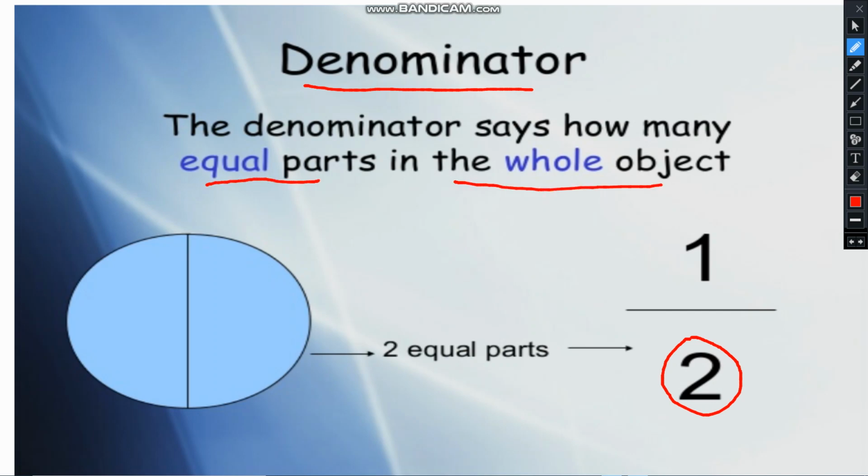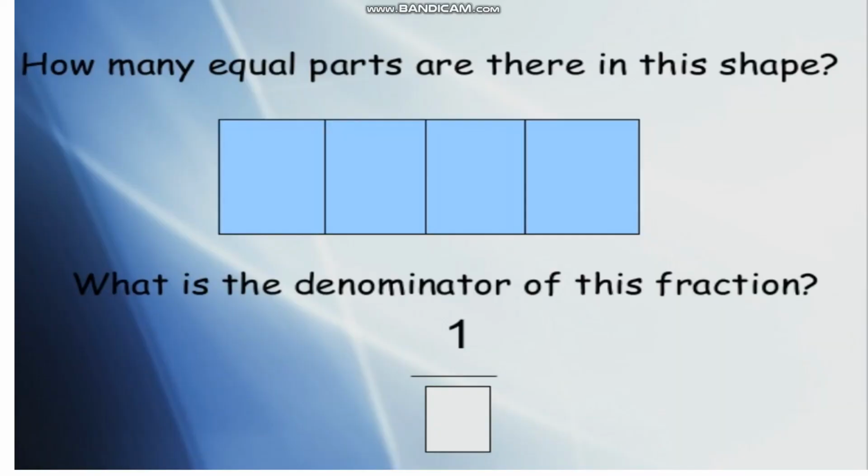That means suppose this circle is the whole object. How many parts are there in total? So we are having 2 parts, 1 and 2. So the denominator represents that the whole thing has completely how many parts. So it has got 2 equal parts. So we write 2 here. Understood?